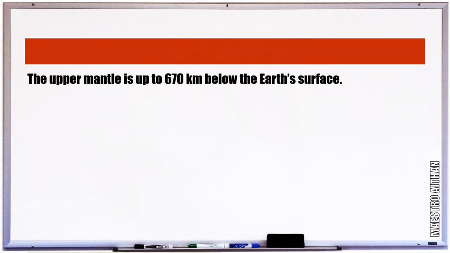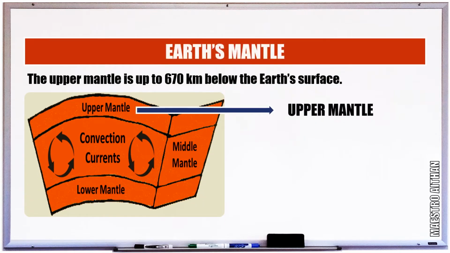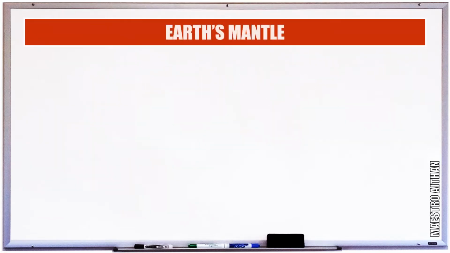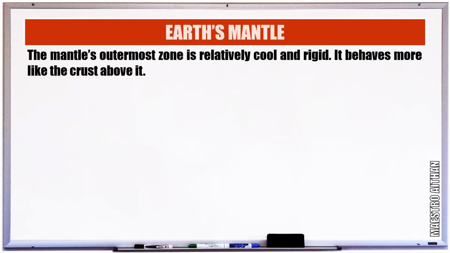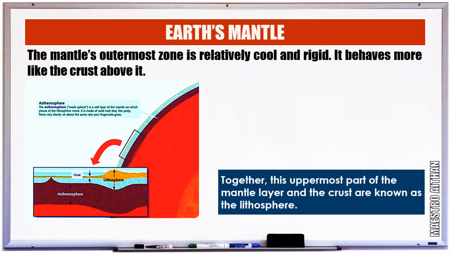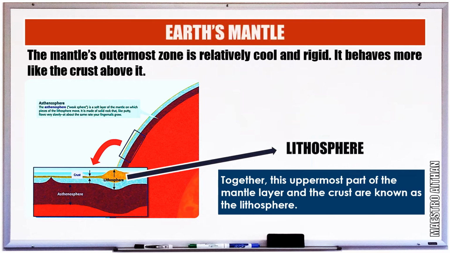The upper mantle is up to 670 kilometers below the Earth's surface. The lower part of the upper mantle is made from both solid and melted rock or liquid, while the rock in the upper region is stiffer, because it's cooler. The mantle's outermost zone is relatively cool and rigid. It behaves more like the crust above it. Together, this uppermost part of the mantle layer and the crust are known as the lithosphere.